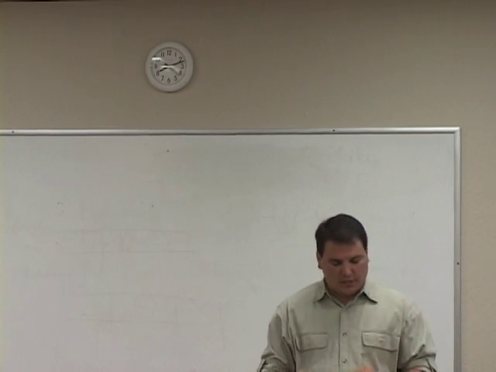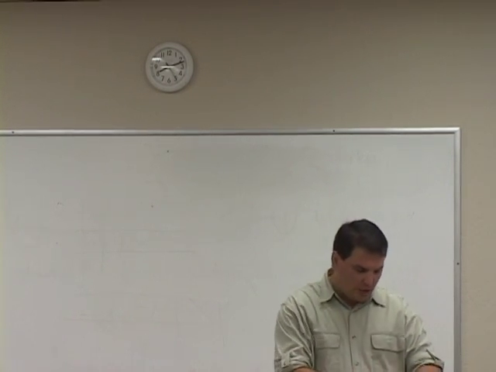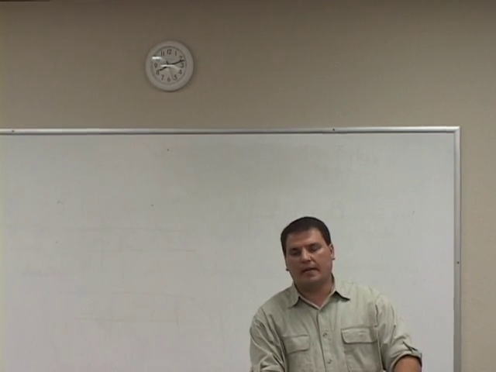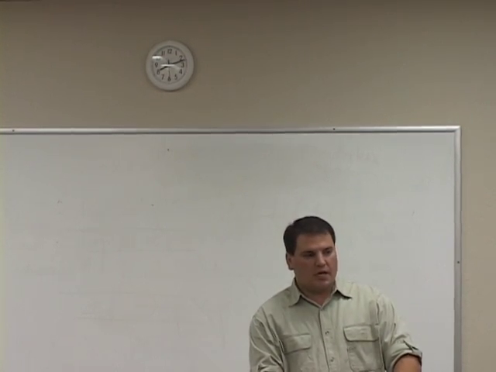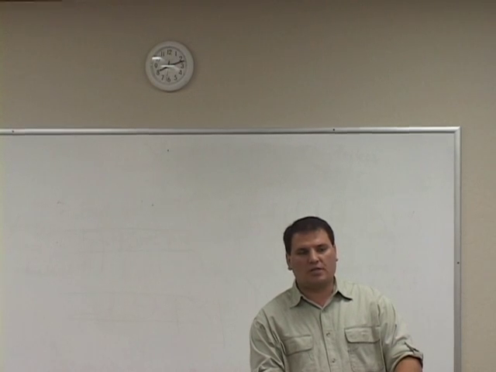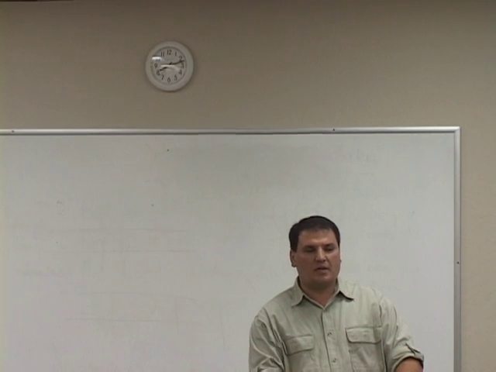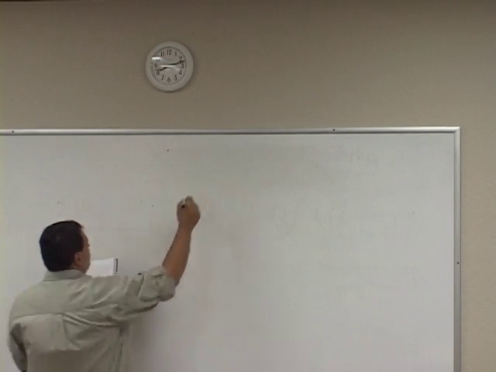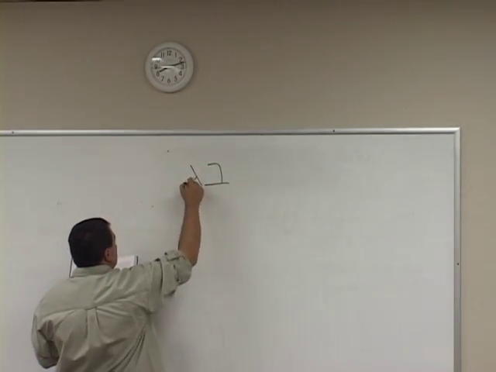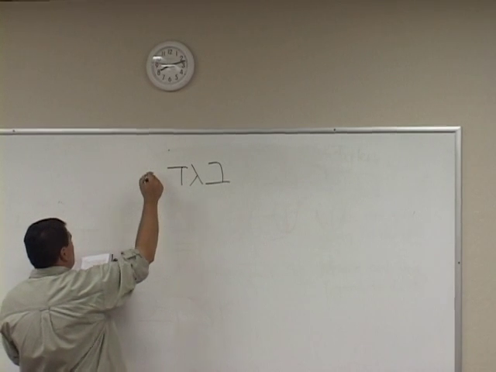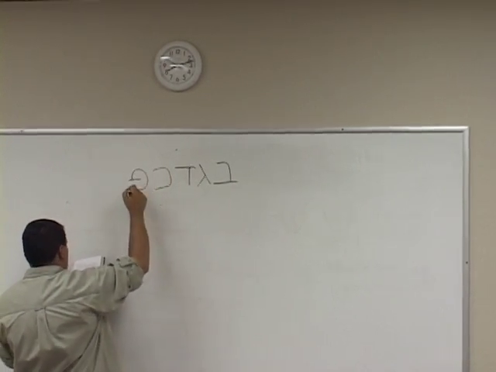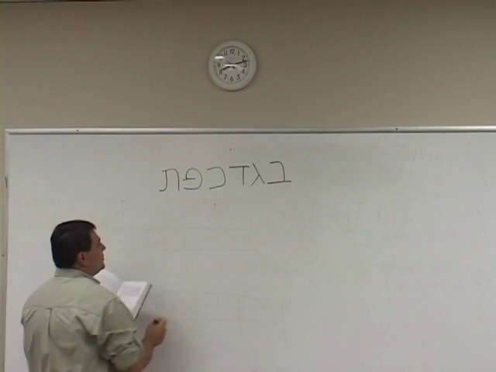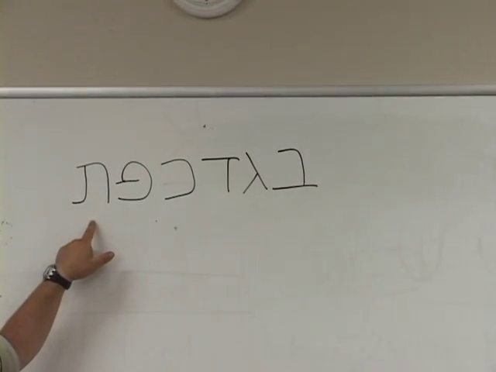Okay, the next portion of the chapter we're going to learn is the begadkefat letters. What are those? It's not some strange term. It's just all these letters put together and read at the same time. Begadkefat. So if you put bet, gimel, dalet, then kaf, pe, and tav. Begadkefat. That's how you read them.